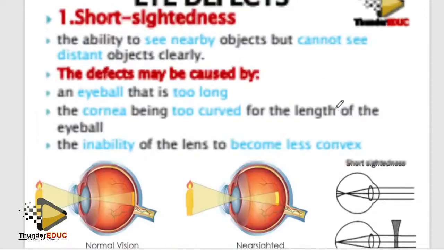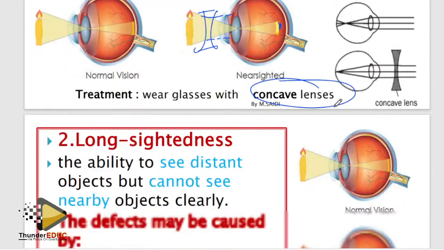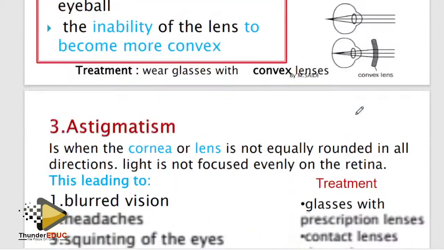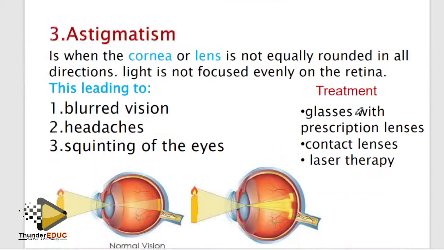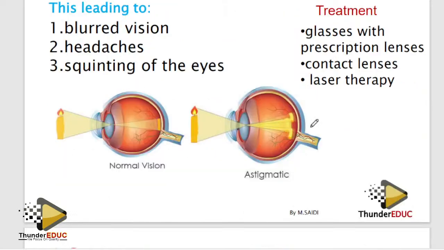But short sight means that the image is formed in front of the retina. So I need to diverge the light, so that now this light appears to be coming from a near object with a big beam. And then astigmatism, you have to put on glasses which are prescribed by the doctor, and you can also do the laser therapy. You go for real surgery.